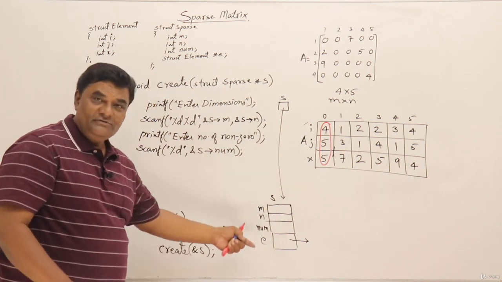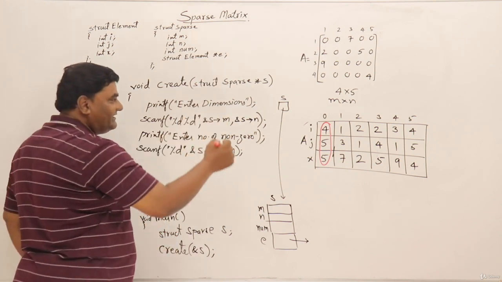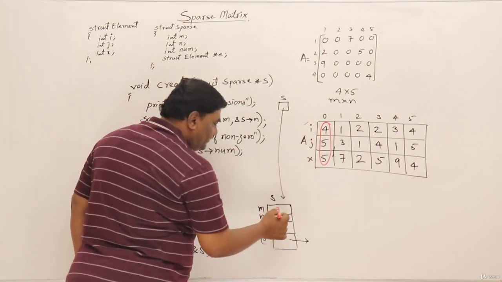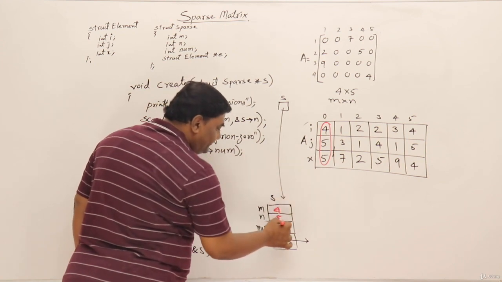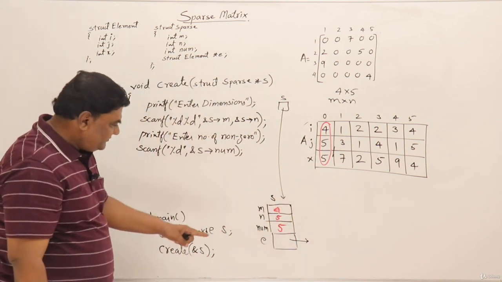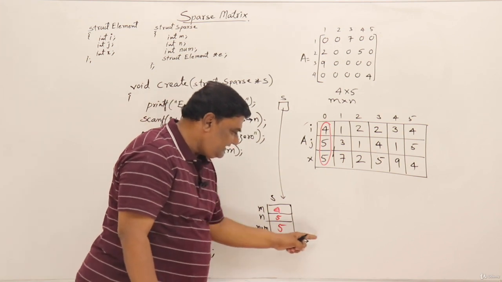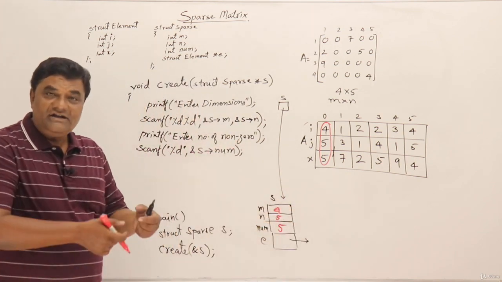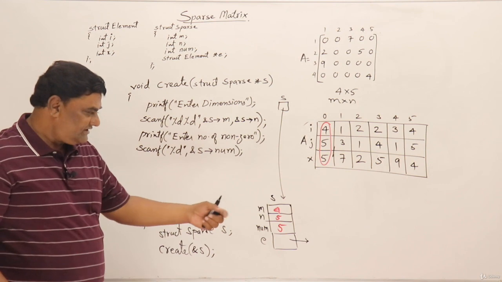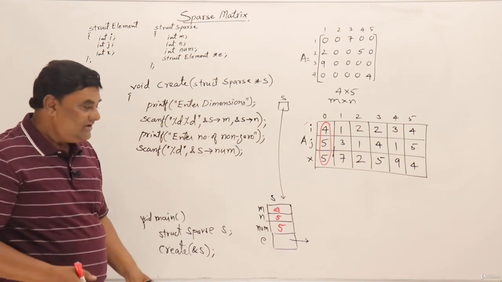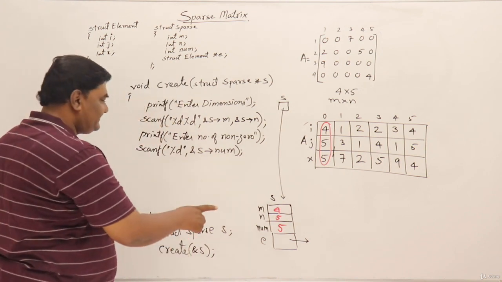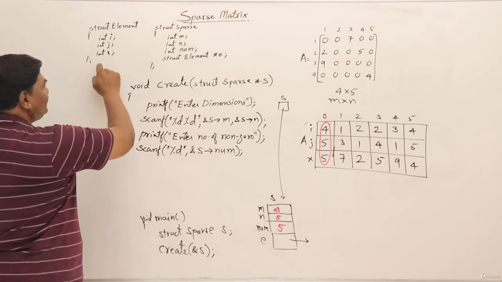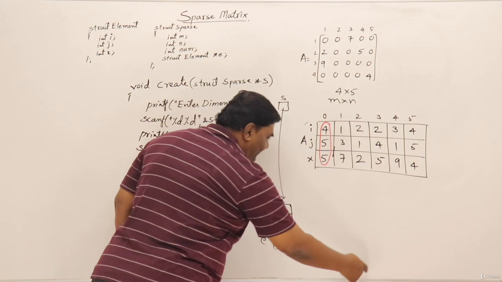Now suppose the values are filled according to this example: 4 is the number of rows, 5 is the number of columns, and 5 is the number of non-zero elements. Then what should be the size of this array? I have to create this array dynamically. I should have an array of those structures of size 5, so let us create an array of 5 elements.